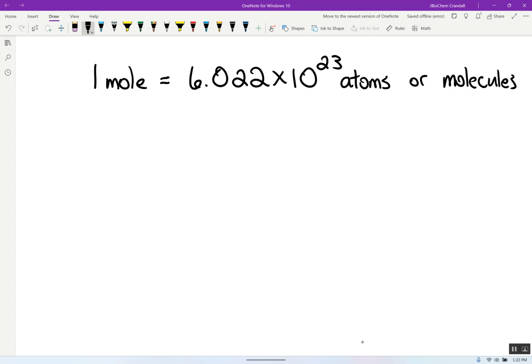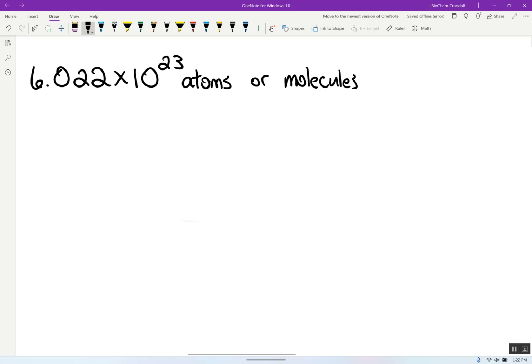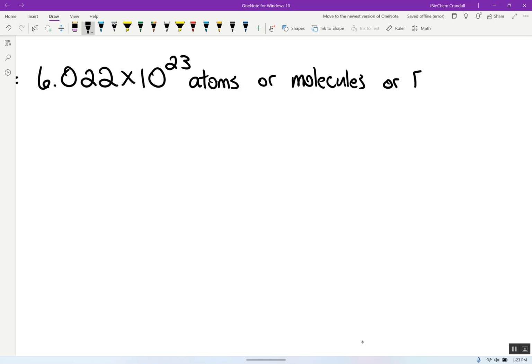There is one other unit that we use with that number, and that is formula units. The formula units are for ionic compounds. That means the empirical formula of an ionic compound is the formula unit. Okay? So you could have 6.022 times 10 to the 23rd atoms, or 6.022 times 10 to the 23rd molecules, or 6.022 times 10 to the 23rd formula units, depending on what you're working with. Okay?